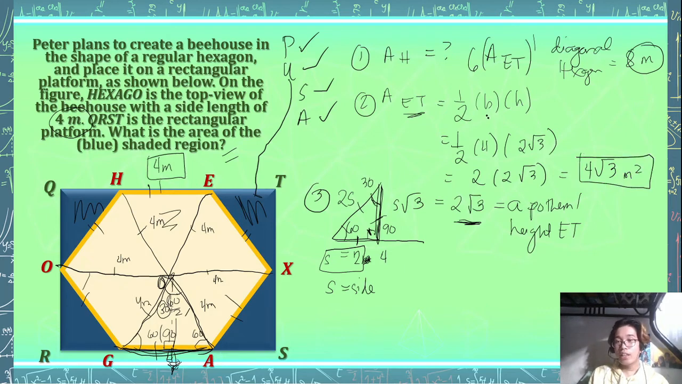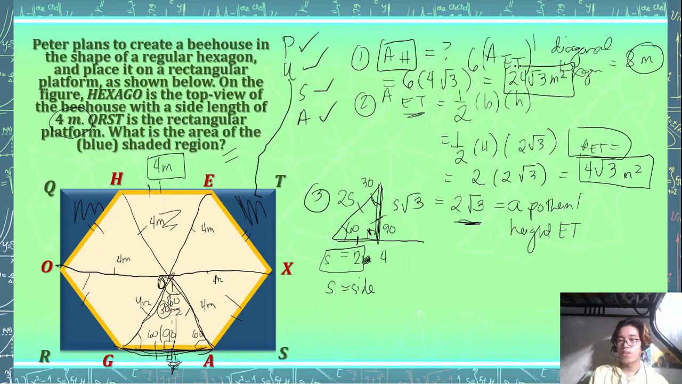Okay, and if this is the area of one equilateral triangle, we can solve for the area of the hexagon itself. So therefore that's going to give us 6 multiplied by 4 square root of 3 square meters. And what's 6 times 4 square root of 3 square meters? That's going to give us 24 square root of 3 square meters. So there we go. So therefore that's the area of our given hexagon that we have here.